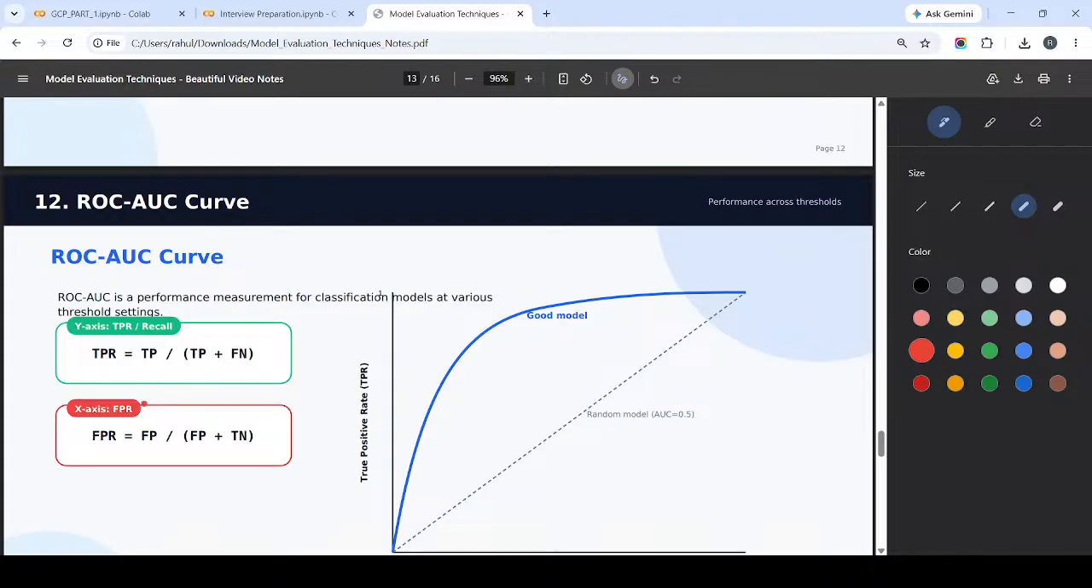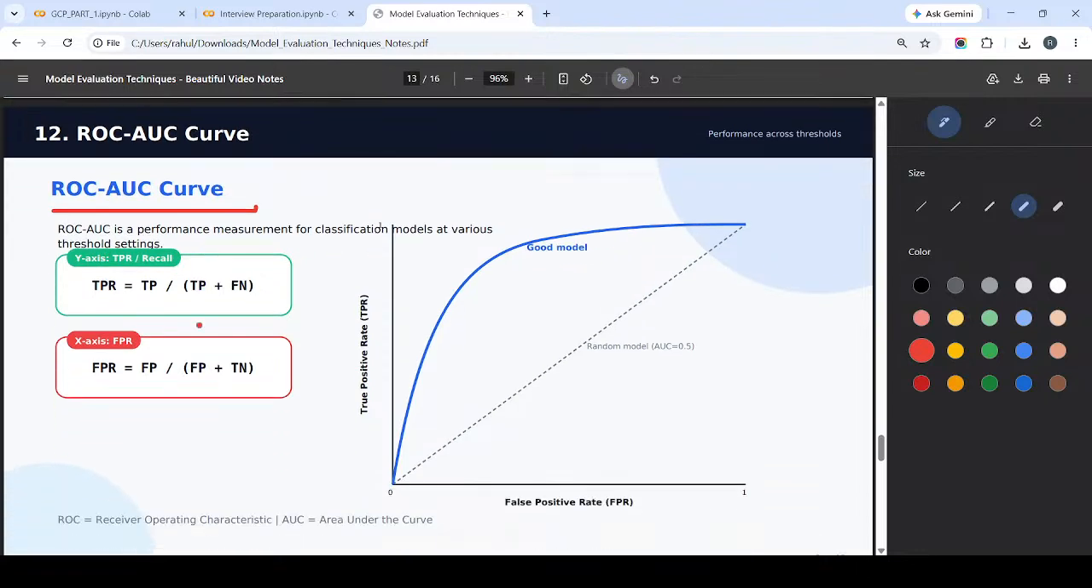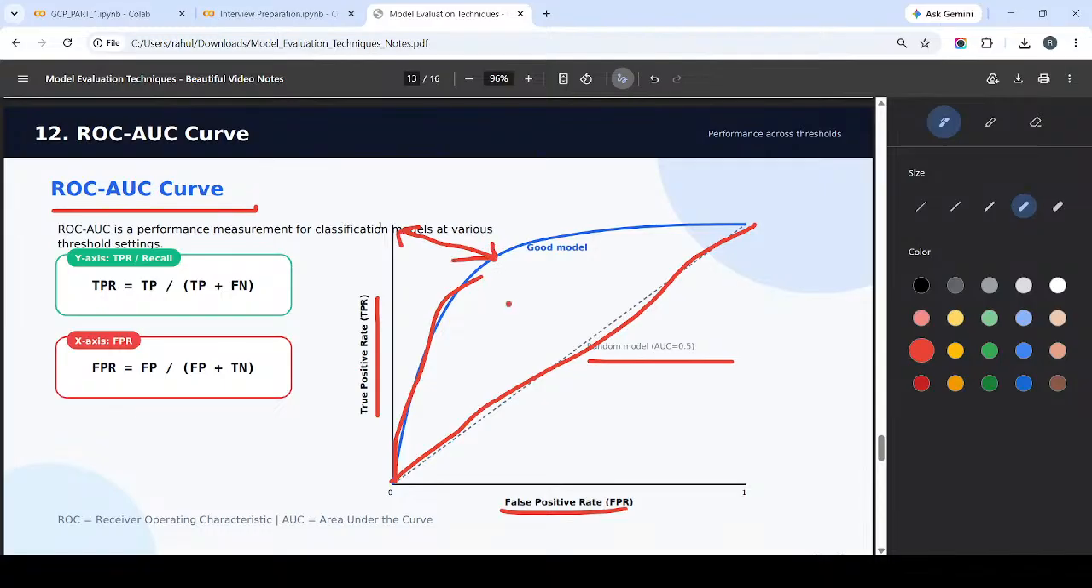Then comes the topic that is generally most asked in the interview. I should say it's not the most important, but it is the most asked. That is ROC AUC. ROC AUC is a performance measurement for classification models at various threshold settings. On the x-axis we have false positive rate, and here we have true positive rate. This line is the random model. The closer this point is to the top left, the better our model is.